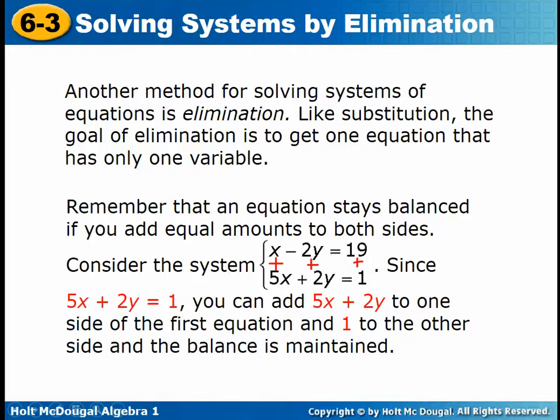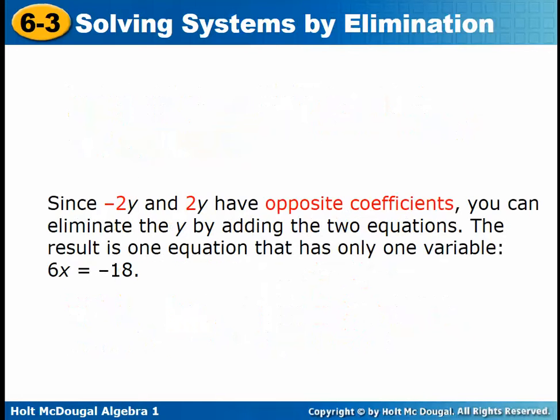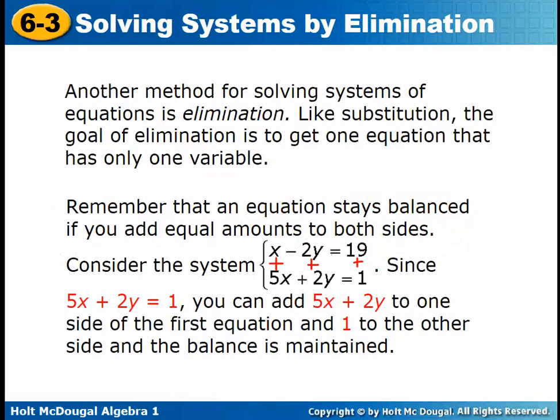Now, sometimes your system of equations is already set up for elimination, and sometimes it doesn't do any good to add the two together. Before we add the two equations together, we want to make sure that there is a term that has opposite coefficients. For example, negative 2y and positive 2y. Those are opposite coefficients, negative 2 and 2. When we add these together, these terms would eliminate because negative 2y plus 2y is 0.